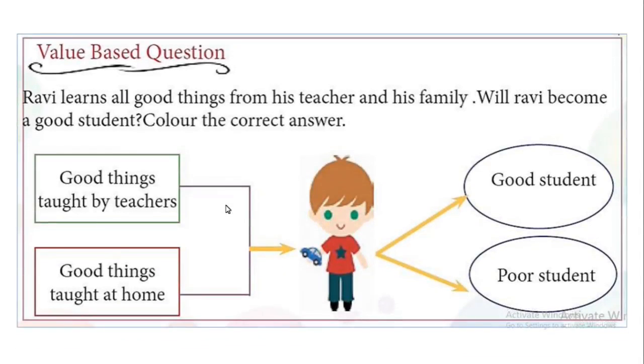This is a value based question. There is no need to write this in your notebook. Ravi learns all good things from his teacher and his family. Will Ravi become a good student? Color the correct answer. What is the peculiarity of Ravi? Ravi learns all good things from his teacher and his family. So automatically Ravi will become a good student.